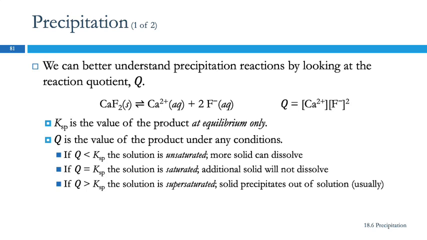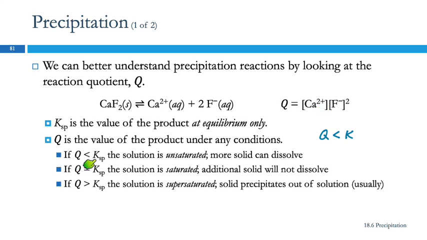So if Q is less than K, that means the reaction is going to move to increase Q until it is the same size as K. The reaction will react until Q equals K. So what's going to make Q larger? Increasing these concentrations or decreasing them? Q is equal to the product of these. Increasing. So if these numbers get larger, Q gets larger.